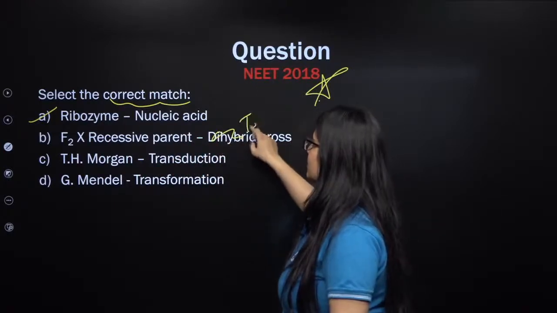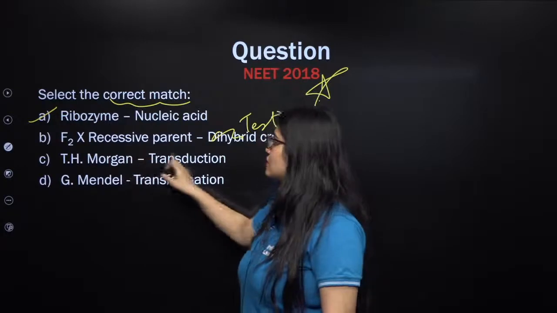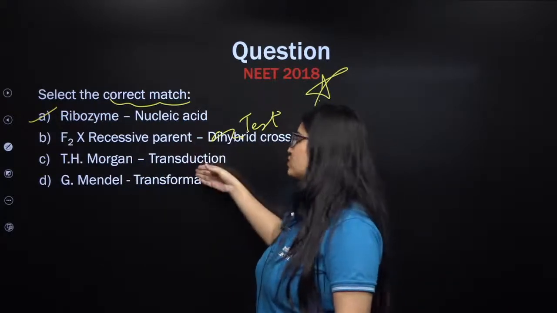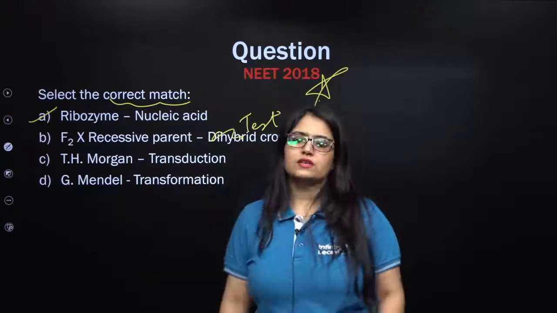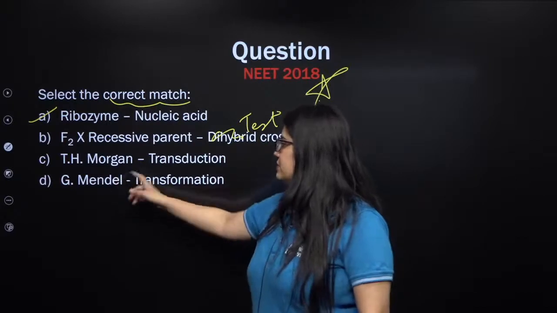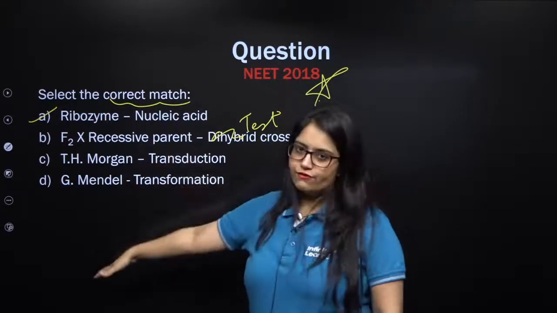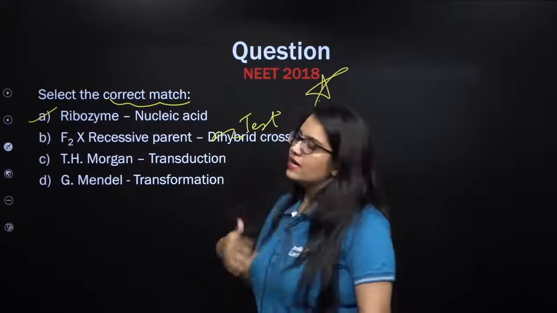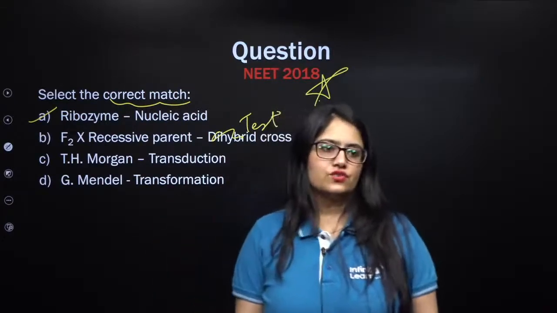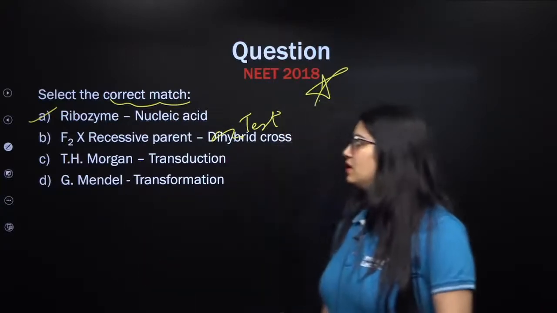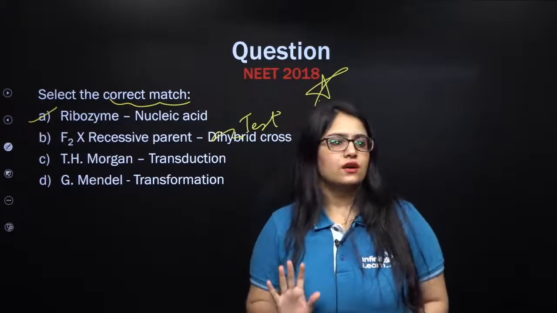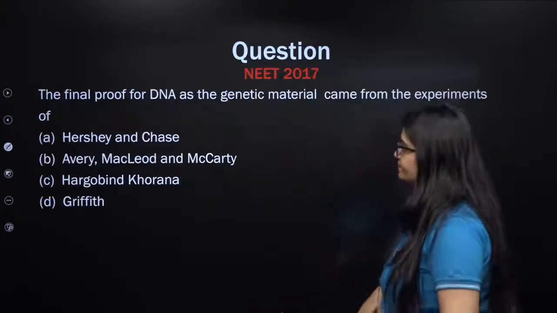No, it is actually a test cross. Next is T.H. Morgan transduction. No, dear students, Zinder and Lederberg are the ones who discovered transduction and not Morgan. Morgan is basically concerned with linkage. And G. Mendel transformation? No, it is actually Griffith who worked on transformation and gave the transformation principle, and Mendel is regarded as the father of genetics, right? I hope you are in a comfortable zone to understand which one is right and why the others are wrong. Let's see the next question.